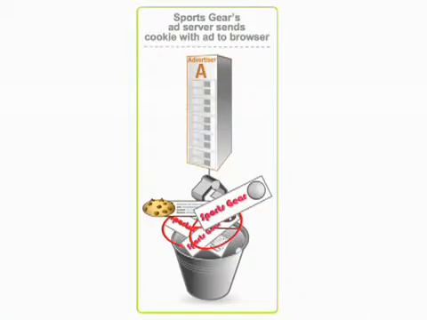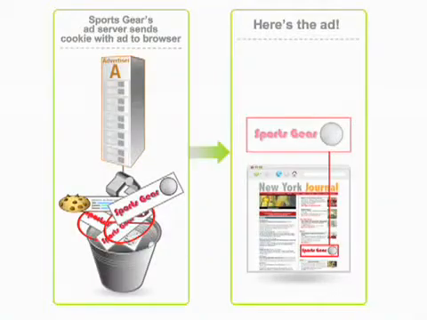Now that we've got a SportsGear golf ad, what happens next? Well, when SportsGear's ad server sends the SportsGear golf ad to my browser, it also sends along a cookie that allows it to identify my browser. This allows SportsGear's ad server to do things like track how many SportsGear ads my browser has been shown. After this entire process, I finally see a SportsGear golf ad.